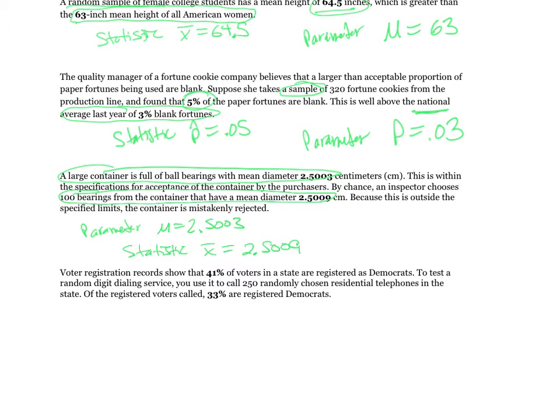And then the last one: voter registration records show that 41% of voters in a state are registered as Democrats. So that's a population number, so that would be p equals 0.41. That's a parameter. Then it says to test a random digit dialing service, you use it to call 250 randomly chosen residential telephones in the state. Of the registered voters called, 33% are registered Democrats. So that is a sample, so we would say p hat equals 0.33, and that is a statistic. Okay, so you should be able to make those distinctions.